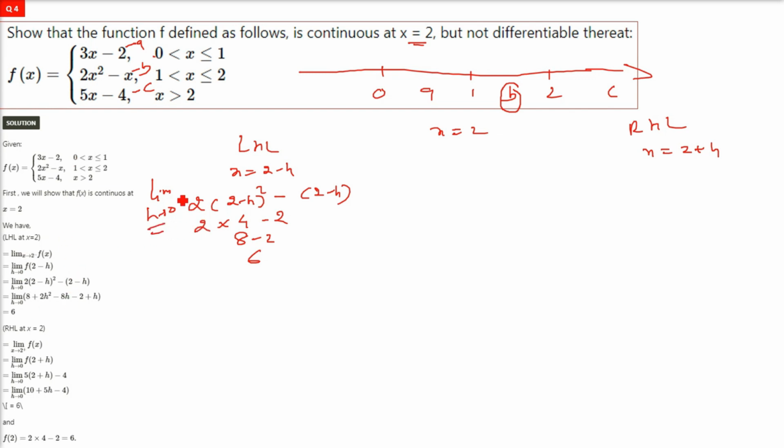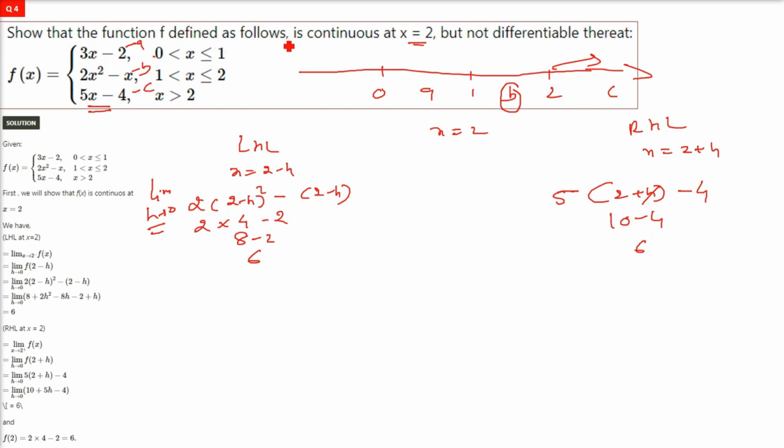So the final thing will come as 6. And you have to write all this. I'm just skipping it because on the left hand side I showed you the answer, because you have to write like that. Right hand limit, you're going above 2. When you're going above 2, it is going to be 5x minus 3. So in place of x, write 2 plus h minus 4. So this h goes to 0. 10 minus 4 is going to be 6.